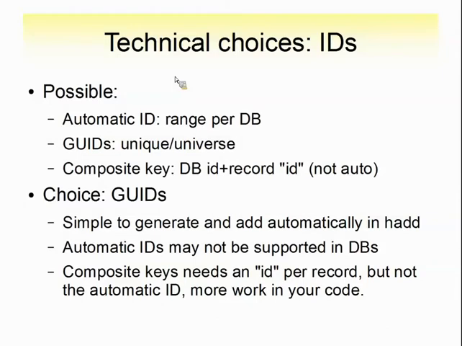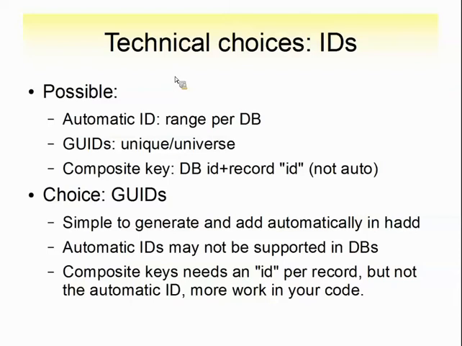The third way of doing this kind of thing is the composite key. In that case, you're going for each record to have a database ID plus the record ID. Of course, in that case, the record ID cannot be automatic, because if it was automatic, then we would be in that case. So this record ID now has to be managed by you. And it can be anything. It can be the customer name. It can be the company code. It can be whatever you want. But you have to manage it in your program.